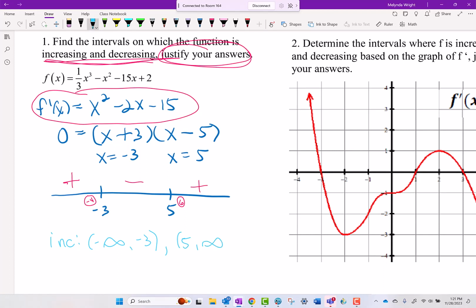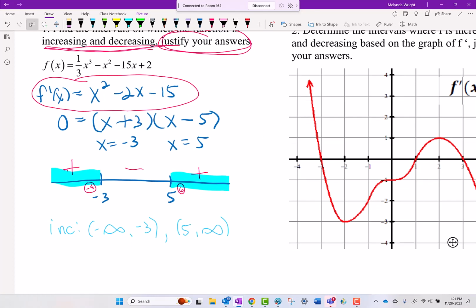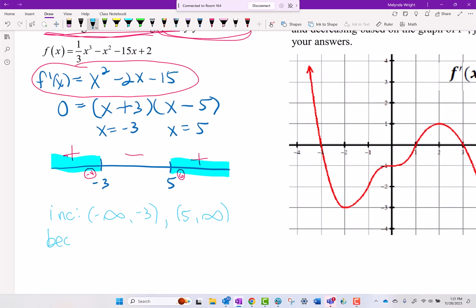How do I know that? I know that because I'm just finding these positive sections right here, and I'm just translating that down below. Okay, and we always have to say because. Even if they don't say justify, please always say why. Because we're using the test, because f prime is greater than 0. It takes like 1 second to write that down, and that will usually save you a point. So please be sure you write that down.